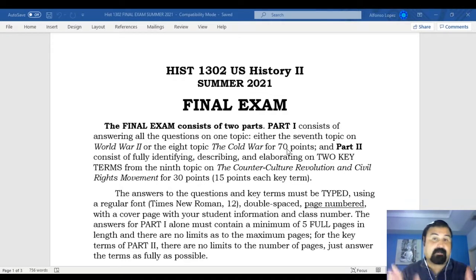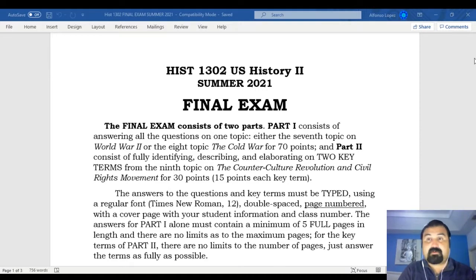There's two main parts, part one and part two. And as I mentioned, for part one, you're only required to address either the seventh topic of the semester, World War II, or the eighth topic of the semester, the Cold War. And there's a series of questions.